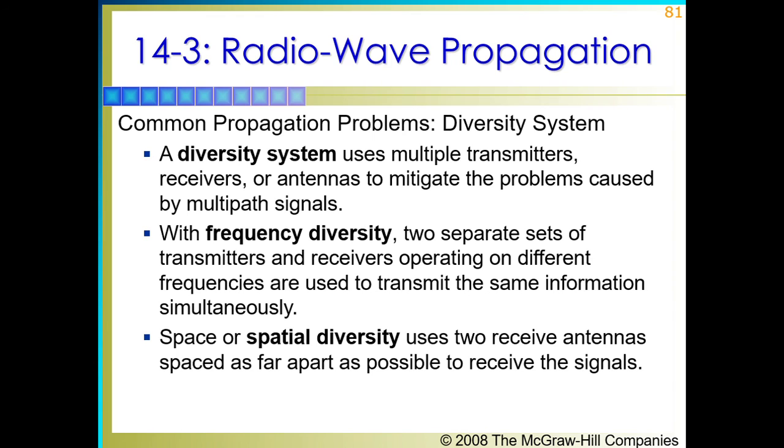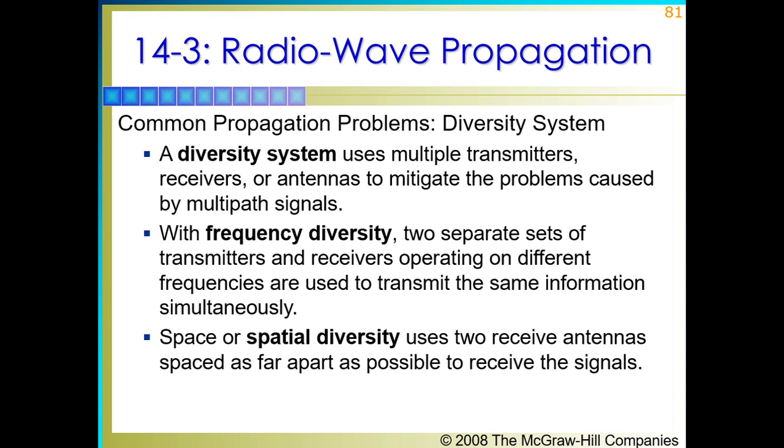A diversity system uses multiple transmitters, receivers, or antennas to mitigate the problems caused by multipath signals. Two common types of diversity are frequency and spatial. With frequency diversity, the theory is that signals on different frequencies will react differently to the various fading mechanisms, thereby resulting in at least one reliably received signal. To be effective, the frequencies should be widely spaced from one another.